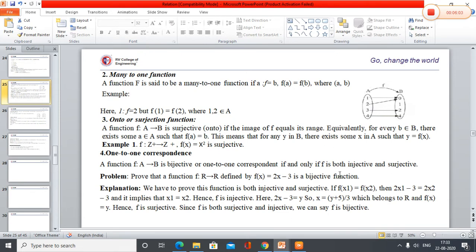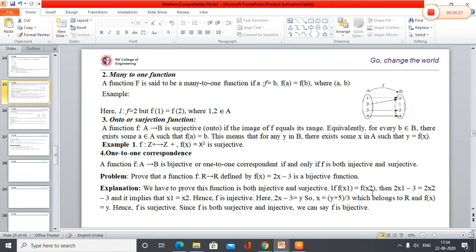If I want to prove that it's a bijective function, we have to prove that it is both injective and surjective. So for injective, what is the condition? If f(x1) is equal to f(x2), then I should be able to prove that x1 is equal to x2. Means if two elements have the same image, then both the elements should be equal. That is the condition of a one-to-one function.